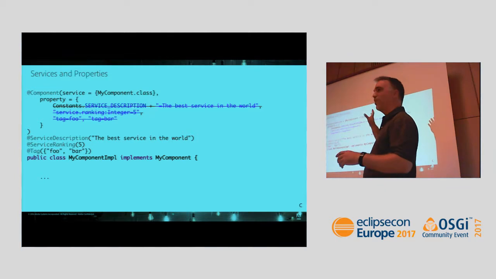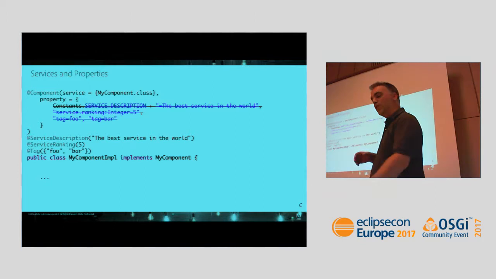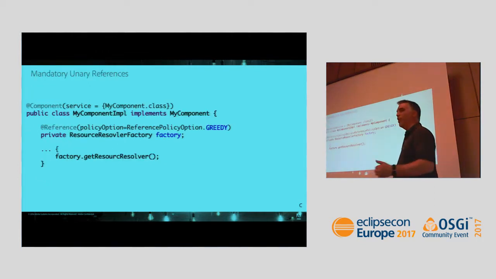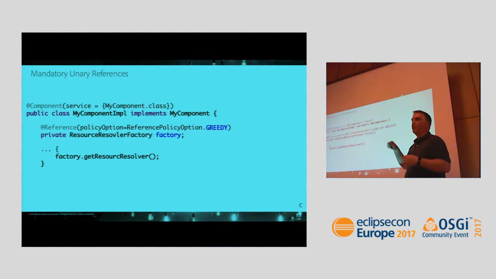Okay, so this gives you a service in the registry, and usually if you're developing a component, you want to use other services. So you have references to other services. The simplest way of doing that is simply having a field in your instance, sticking the reference annotation on that field. The type of the field is the interface of the service you're interested in. And once DS activates your component, it will set that field with that service from the service registry, call your activate method, and then your service is up and running.